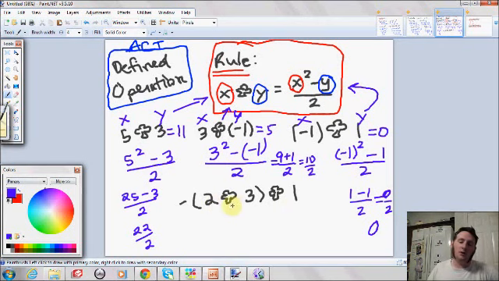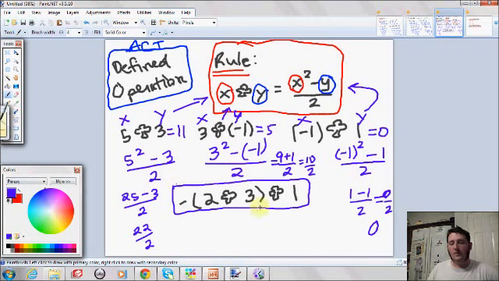But before I just leave you hanging, realize that you would need to do the 2 clover 3 first. Whatever number you get, take the opposite of, and then clover that number with 1. So we'll pause there. See if you can do this one on your own, because if you can, you really understand this idea.